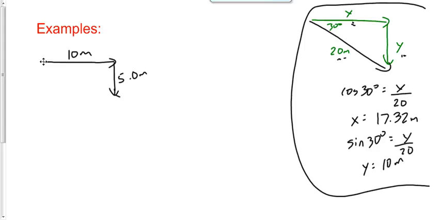We know that we have a new vector that can replace that 20 meters, 17.32, and another one that goes downward at 10 meters. So I've just replaced my 20 meters at 30 degrees south of east with a 17.32 to the east and a 10 to the south. It's not drawn to a very good scale. Let me just fix that up a little bit.